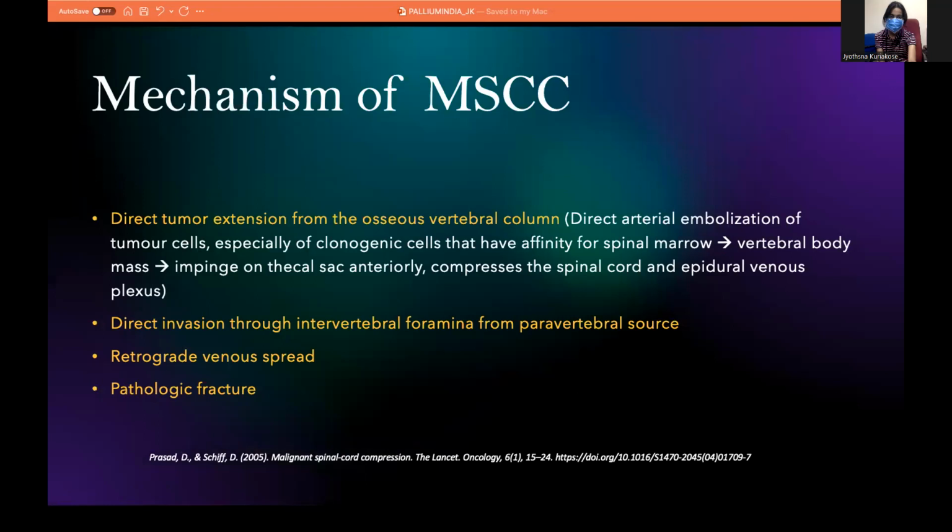Coming to the mechanism and the pathophysiology of MSCC. In most of the cases, the most common cause is hematogenous spread, especially of tumor cells which have specific affinity for the spinal marrow. Through hematogenous spread, they reach the vertebral body, and there it grows, develops as a mass, and impinges on the thecal sac, which is lying anteriorly, leading to spinal cord compression, and also compression or pressure over the epidural venous plexus. So a direct tumor extension from the osseous vertebral column is the most common mechanism implicated in MSCC. Other mechanisms implicated include a direct impingement of a paravertebral mass through the intervertebral foramina, retrograde venous spread, like via Batson's venous plexus, from abdominal and pelvic malignancies. Also, it could be a pathological fracture.